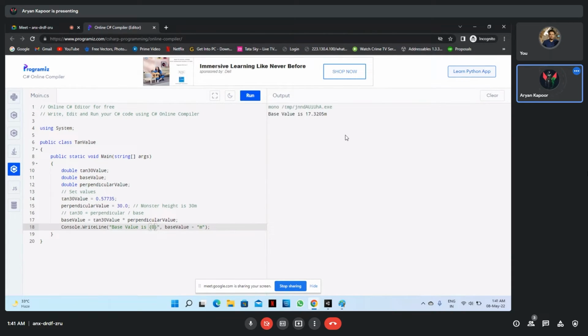Okay, that's cool. So what is this, Aryan? What value is this? Can you tell me? Oh, it's a base value. Okay, and what does this base value signify in our game world? It's a distance. That's cool. So now you have got the distance between you and the monster.